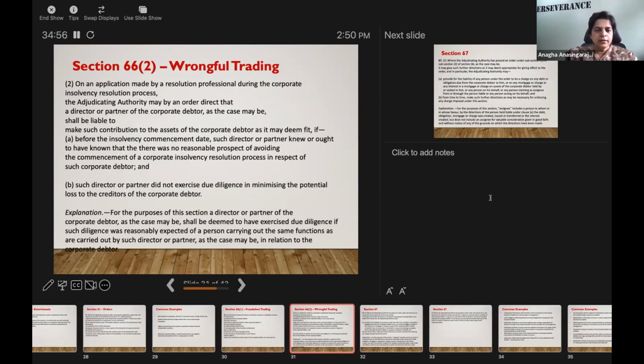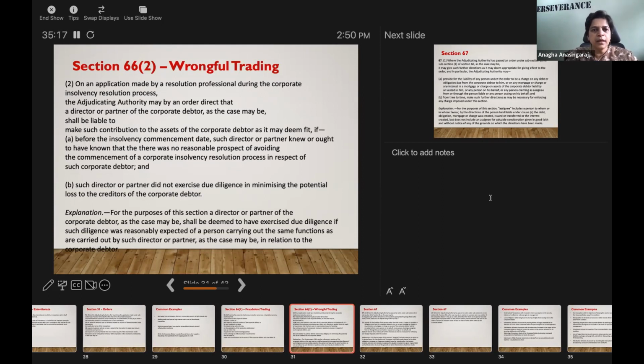Then wrongful trading, 66(2), on an application made by the RP during the CRP. So again, 66(2) is only during CRP. All other sections we can invoke in the course of liquidation or in the course of CRP, but this is restricted to the CRP process only.